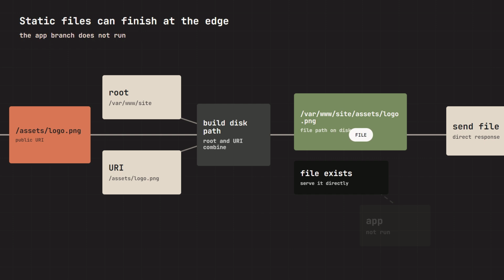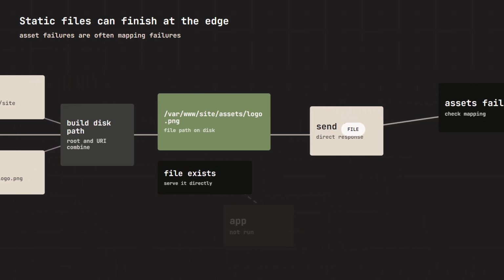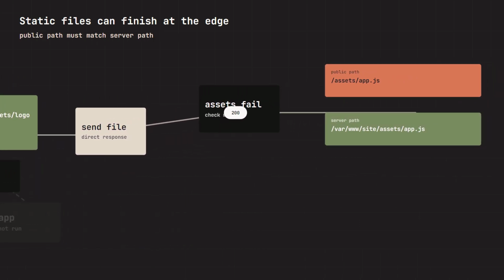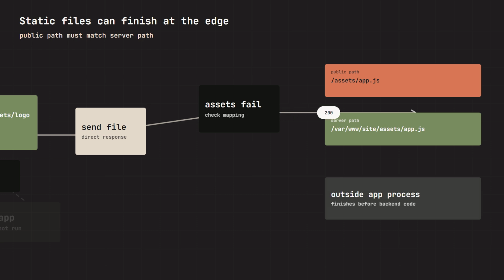That is one of the normal jobs it is good at. If the HTML loads, but the static assets fail, the problem may not be in React, Express, or whatever application framework you're using. It may be in how Nginx maps public asset paths to files on the server. The request might be handled completely outside the application process.